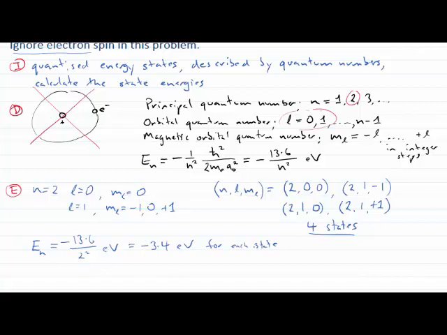If you go back and look at your notes on atomic structure, you'll see that if you include electron spin, the coupling of that spin to the orbital angular momentum can actually cause a very small splitting, a small difference in the energy levels of some of these states.